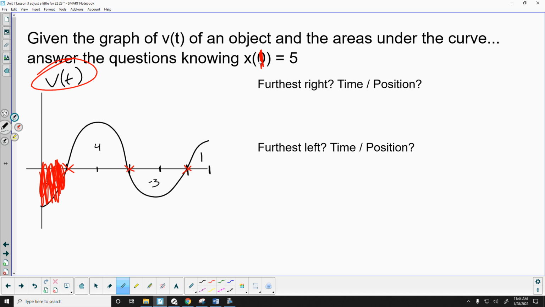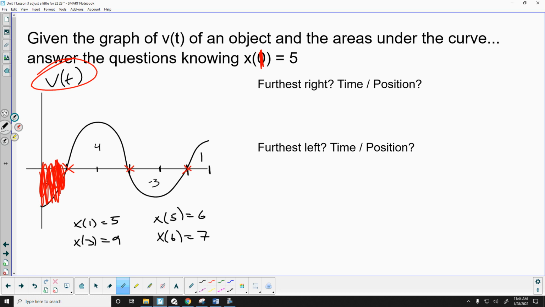And what you figure out is that if you start at 1.5, you know that after 2 more seconds, you're going to be 4 units to the right. After 2 more seconds, you're going to be 3 units to the left. And then after 1 more second, you're going to be 1 unit to the right.